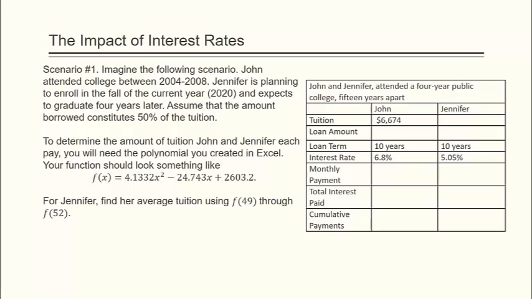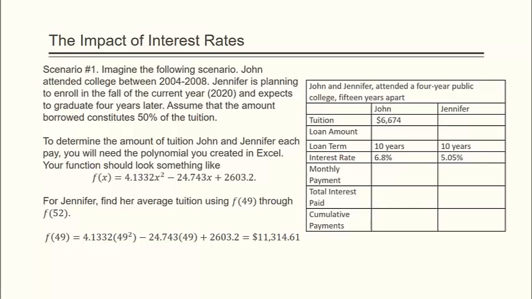Okay, for Jennifer, because we're assuming that she is planning to enroll in 2020, so 2020 will correspond to x equals 49. So for Jennifer, you want to find the average of f of 49, f of 50, f of 51, and f of 52. So there's her f of 49 just to get you started.